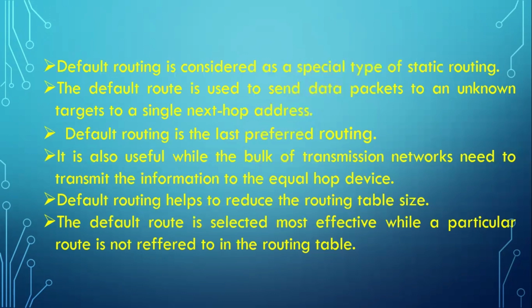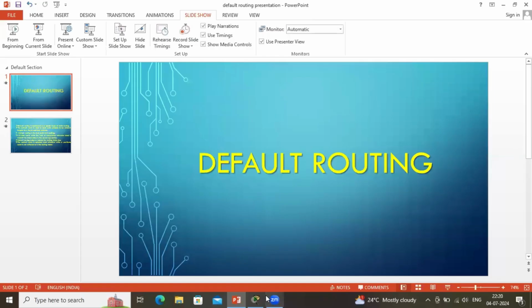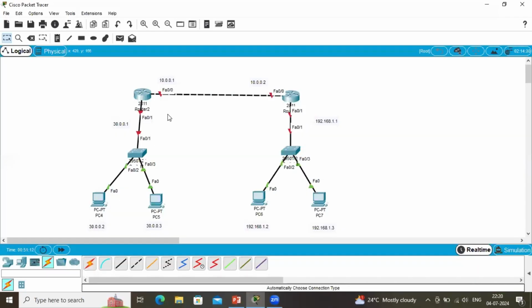So default route is selected most effectively when a particular route is not referred to in the routing table. And the best example for a default routing is the internet. So in the internet, we are not going to mention the destination's network address. So it is all about the default routing. So let's get into the practicals of it and understand how we can perform the default routing.